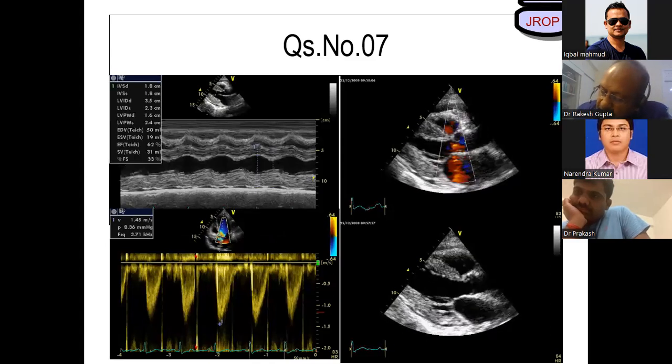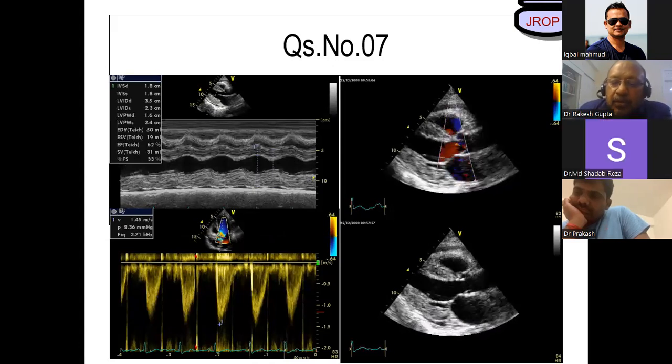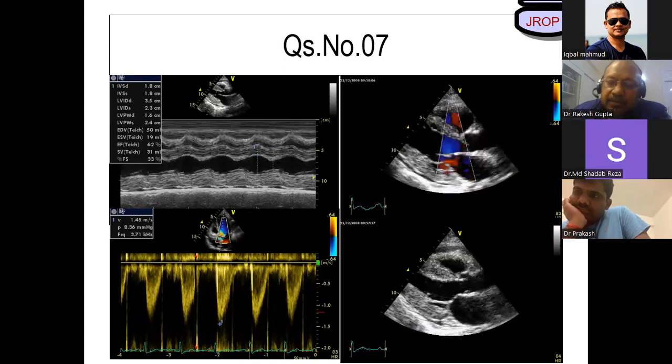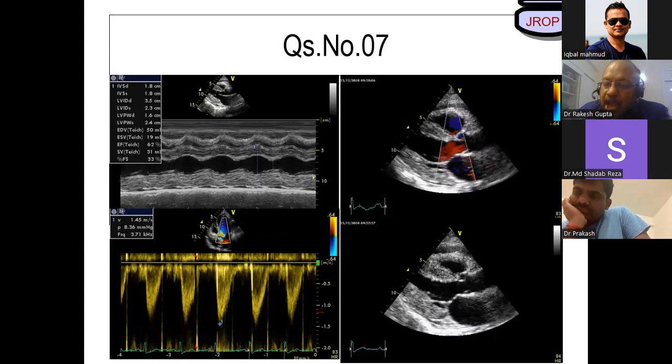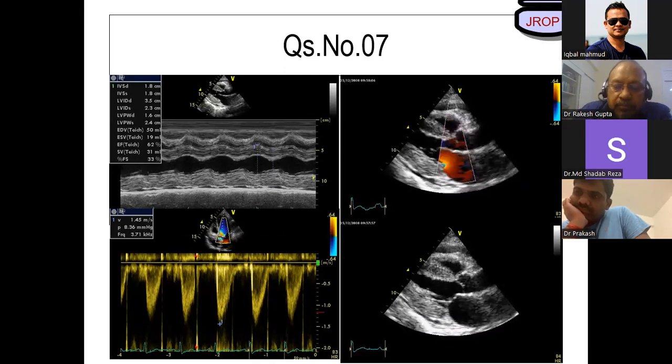Dr. Shadab Raja. Sir, Delhi. Good evening, sir. Good evening. Shadab, you have to speak a little louder and stronger, you know. Tell me what is the abnormality in this patient?